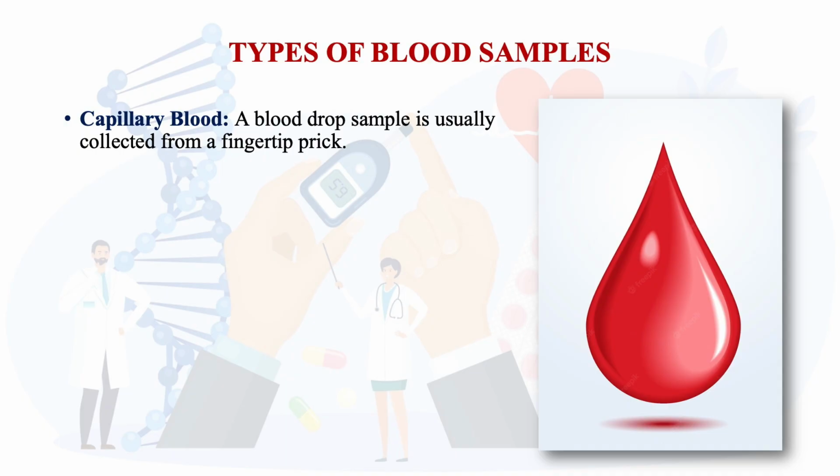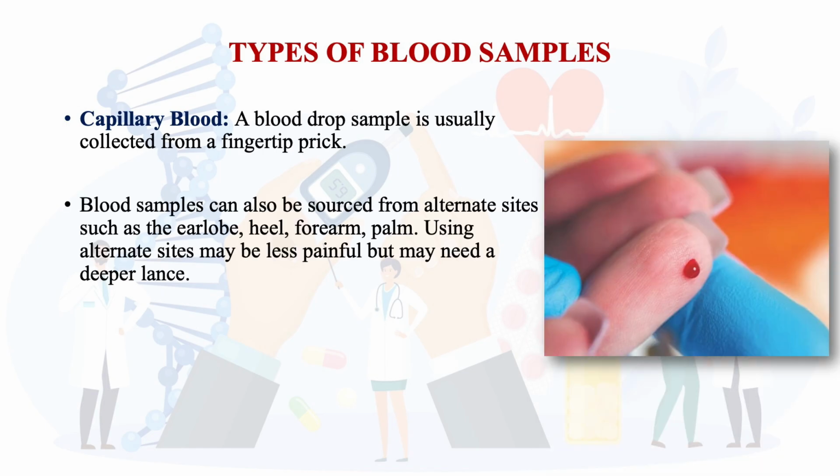So talking about the two types of blood samples, first being capillary blood. A blood drop sample is usually collected from a fingertip prick. Blood samples can also be sourced from alternate sites such as the earlobe, heel, forearm or palm. Using alternate sites may be less painful but may need a deeper lens.